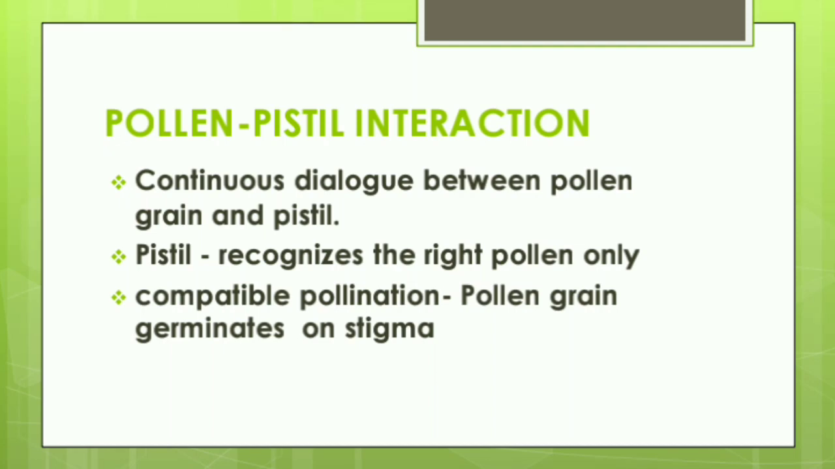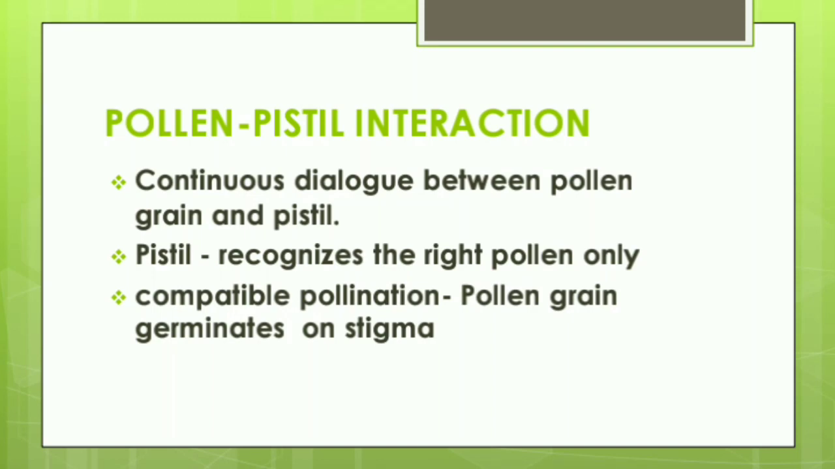If it is found right type, the pistil accepts the pollen and promotes the post-pollination events that finally lead to fertilization. And if the pollen is found wrong type, then the pistil rejects the pollen by preventing pollen germination on the stigma or the pollen tube growth in the style.